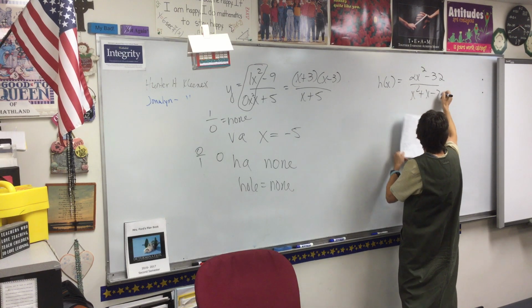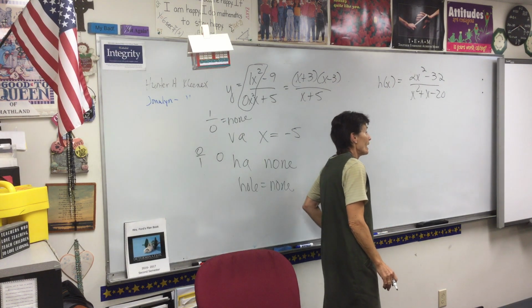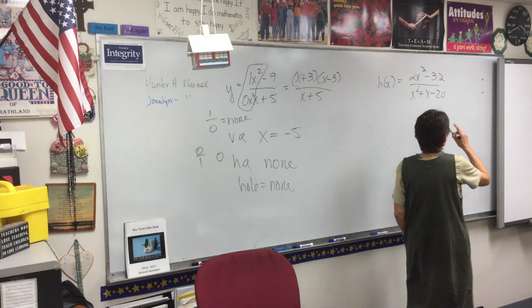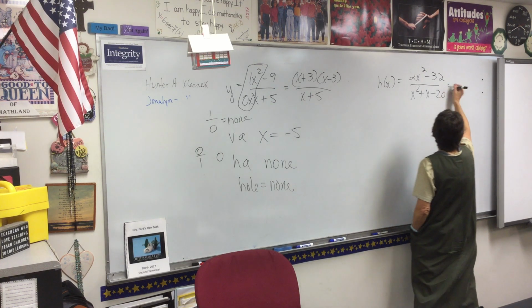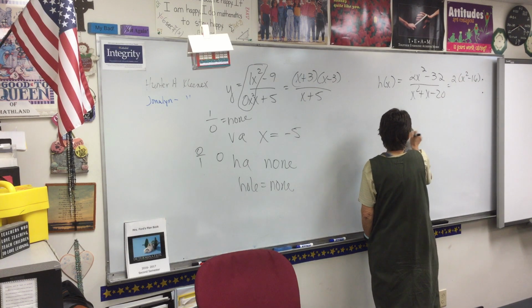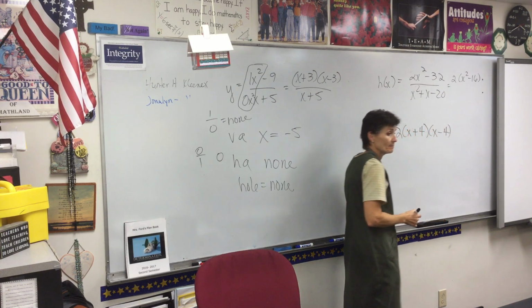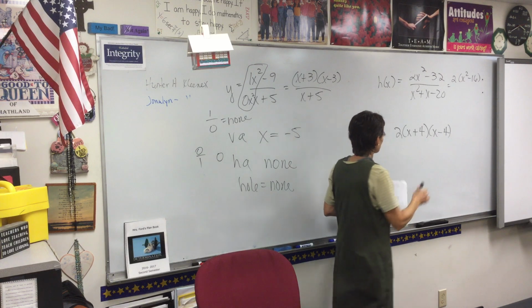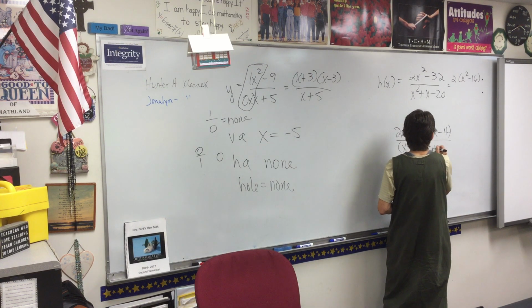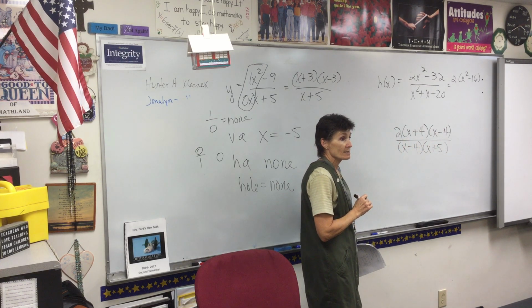All right, what do we do with this guy? Factor everything you can factor. How does the top factor? The top factors by taking out a 2, and then you could do x plus 4, x minus 4. Everybody keeping up with that? Okay. What about the bottom? x minus 4, x plus 5. Is Sam correct? Yes.